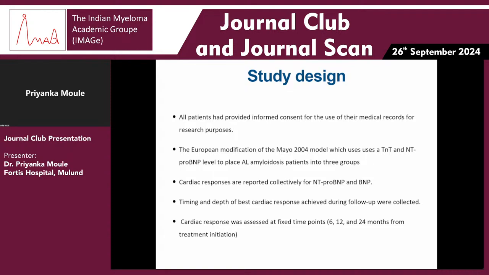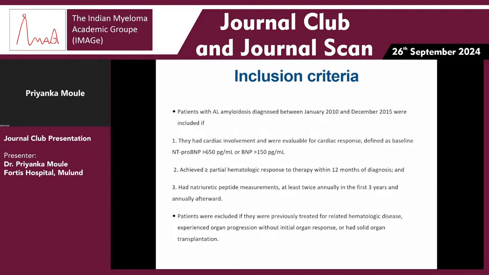For staging, the Mayo 2004 model was used, which uses the Troponin-T and NT-proBNP values and places the patients in 3 groups. Cardiac responses were collected for NT-proBNP and BNP. Timing and depth of the best cardiac response was collected, and then fixed time point analysis at 6 months, 12 months, and 24 months was done from the treatment initiation.